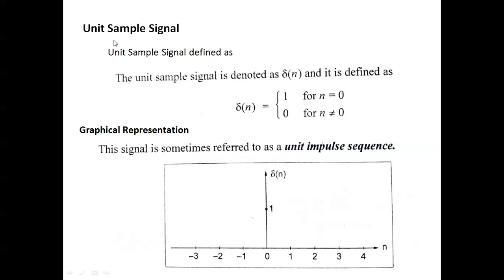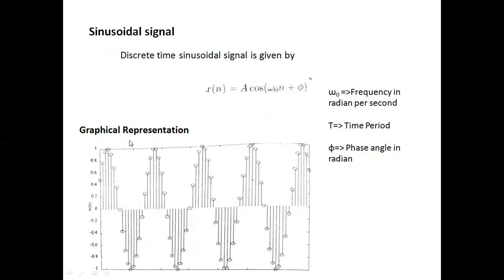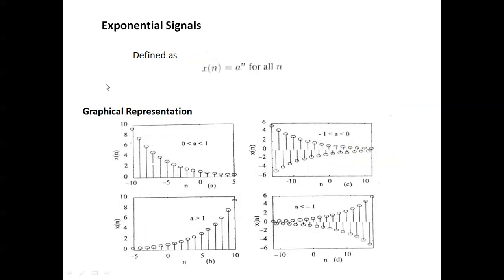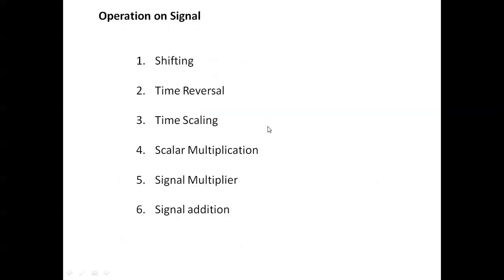And the unit sample signal, del of n, is 1 at n equal to 0 and 0 otherwise. This is the graphical representation of the impulse signal. And for sinusoidal signals, this is the graphical representation. And for the exponential signal, if a is less than 1, it is decaying. If a is greater than 1, it is growing. So this is the shape for the exponential signal, x of n is equal to a power n for all n. Then operations on signals, that we will see in the next video.